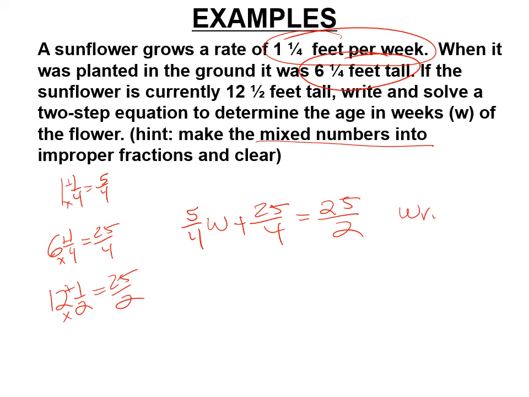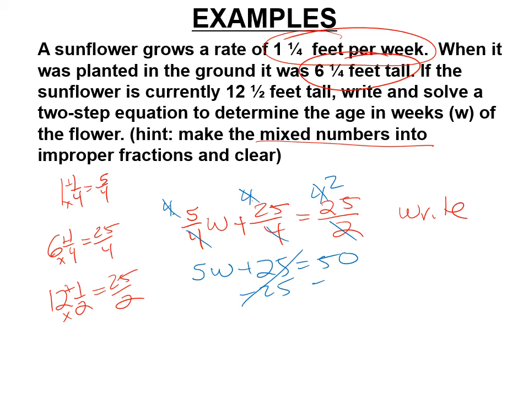We've written our equation. So now we're going to solve. So we're going to multiply everything by 4, right, because that'll clear everything. And the one we're going to solve is 5W plus 25 equals 2 times 25 equals 50. Subtract 25. Oh my goodness, look how much easier that got. 5W equals 25. Divide both sides by 5. And it's 5 weeks.